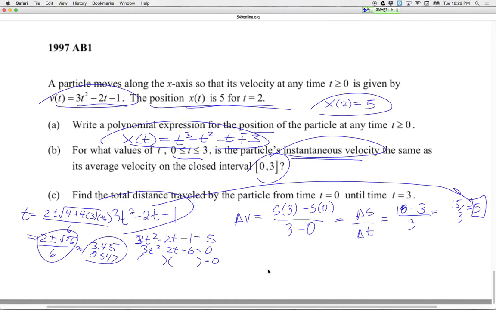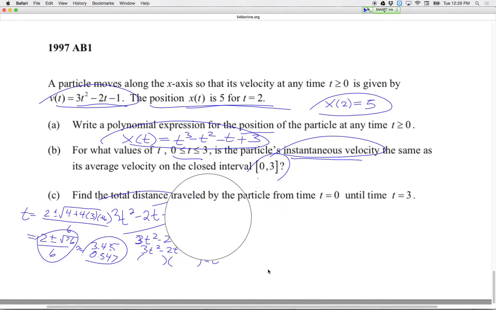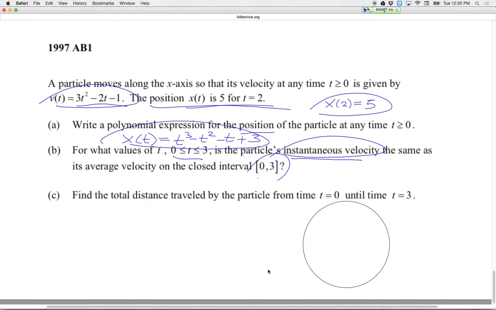By the way, this would be acceptable too: 2 plus or minus the square root of 76 over 6, because we did solve for the times, right? So there are 2 times where the instantaneous velocity is equal to the average velocity. All right, and then the final question: find the total distance traveled by the particle from 0 to 3. How do we do that? I want to find total distance from 0 to 3.